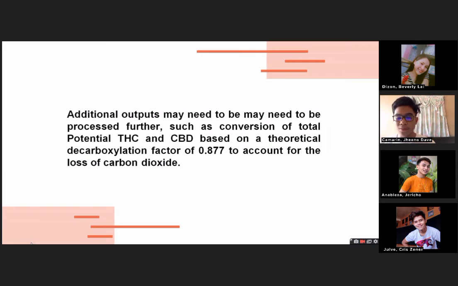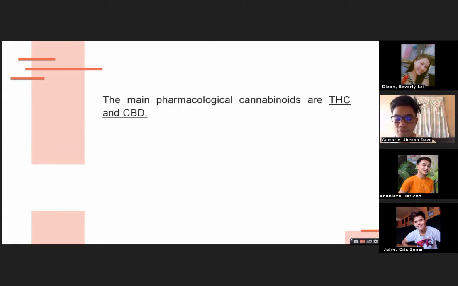Additional outputs may need to be processed further, such as conversion of total potential THC and CBD based on a theoretical decarboxylation factor of 0.877 to account for the loss of carbon dioxide. The main pharmacological cannabinoids are THC and CBD.